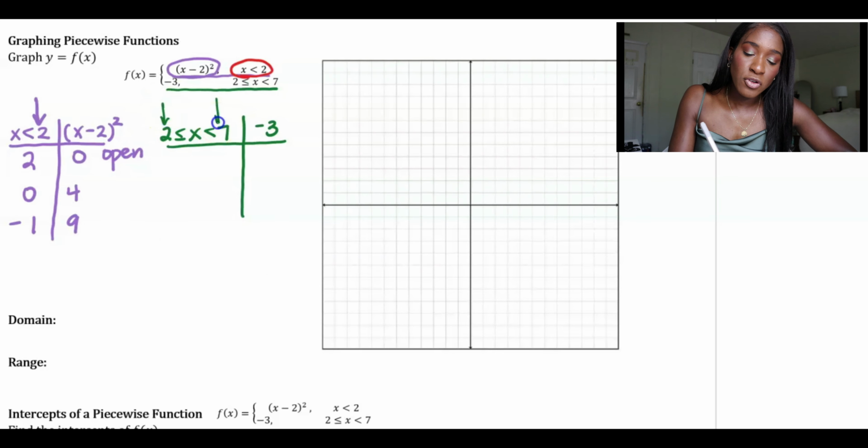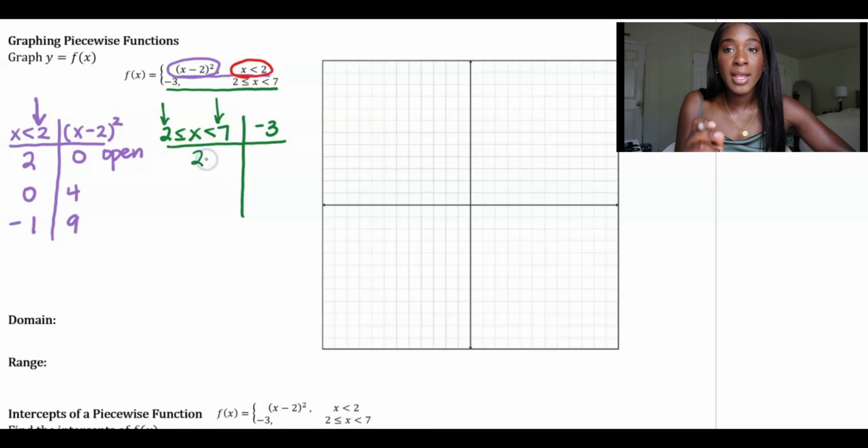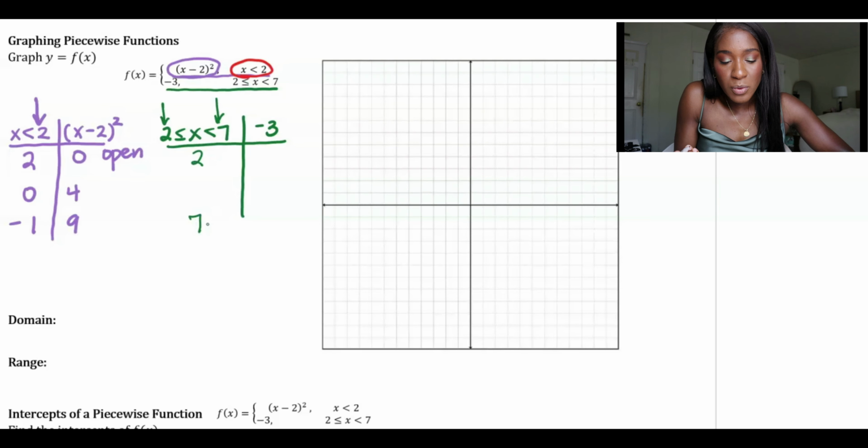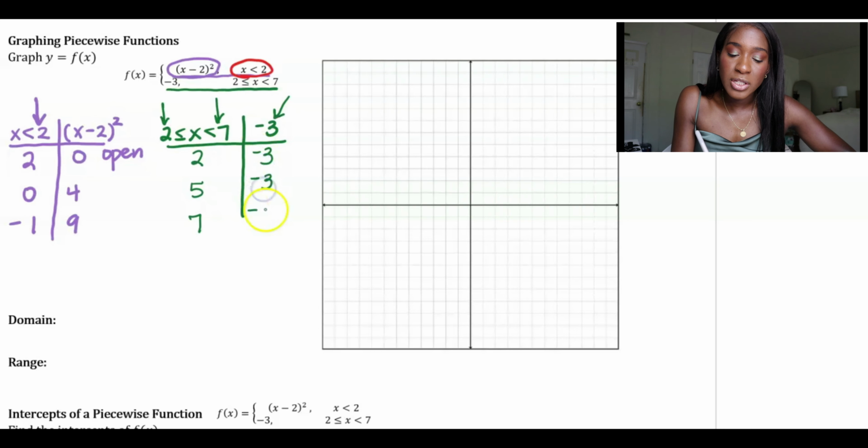First things first, numbers that show up in the inequality. 2 is the smallest number that shows up in the inequality. It needs to be first in the table. 7 is the largest number that shows up in the inequality. It needs to be last in the table. And I'll choose one other number in between. I'll just choose 5. Now, plugging into negative 3, there's no x value there in that function. There's nothing to plug into. No matter what x value you plug in, you just get negative 3.